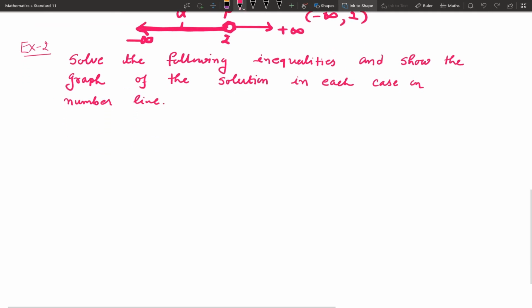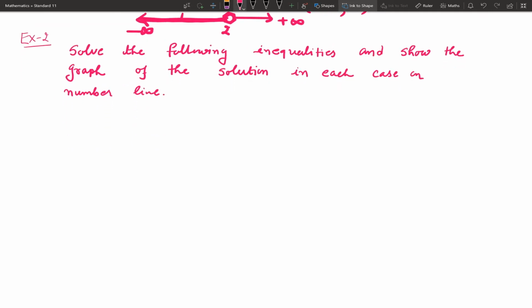First one is 3x minus 2 less than 2x plus 1. Solution.